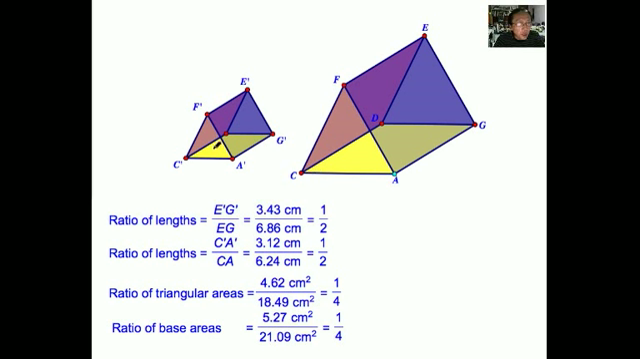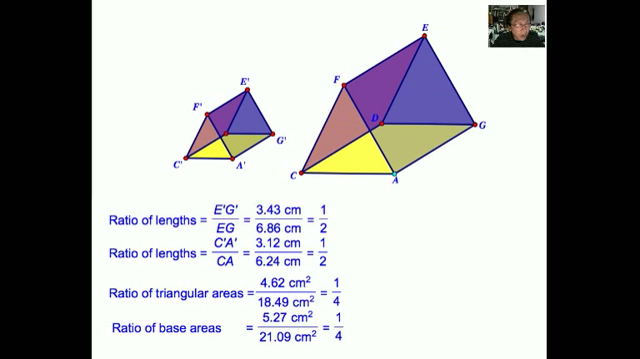Similarly, the ratio of the areas of the triangles is 1/4, and the ratio of the base areas is also 1/4. Once again, the ratio of any pair of corresponding areas is 1/4. This includes the ratio of the total surface areas, which is also 1/4. You may also notice that the ratio of areas is simply the square of the ratio of lengths.